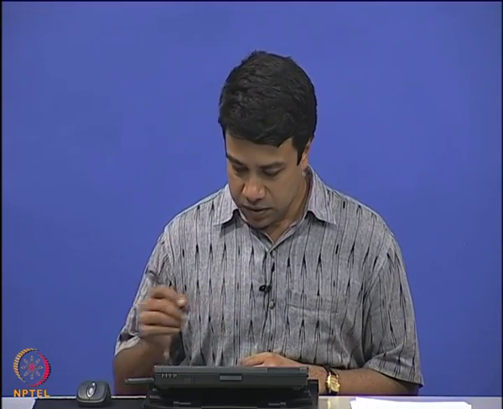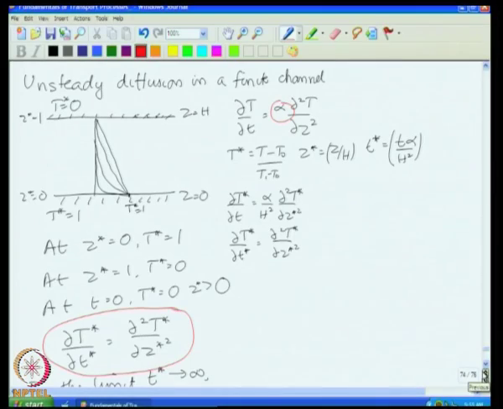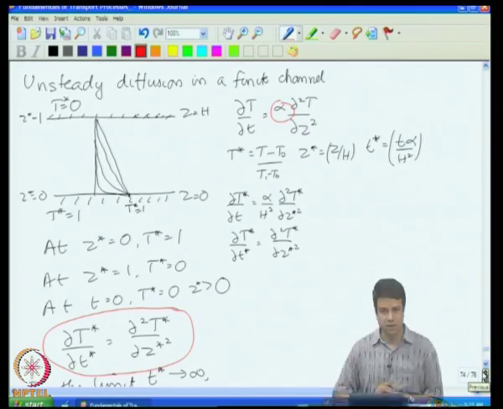Okay. So, the problem that we were considering was as follows. This was unsteady diffusion in a finite channel. I have two plates, 0 and h. The temperature at the bottom is 1, the temperature at the top is 0, in scaled variables.